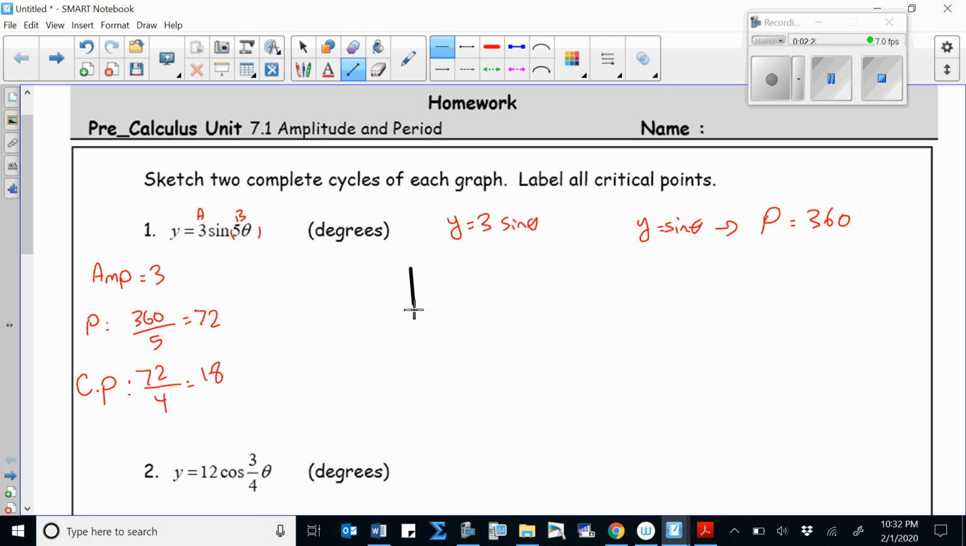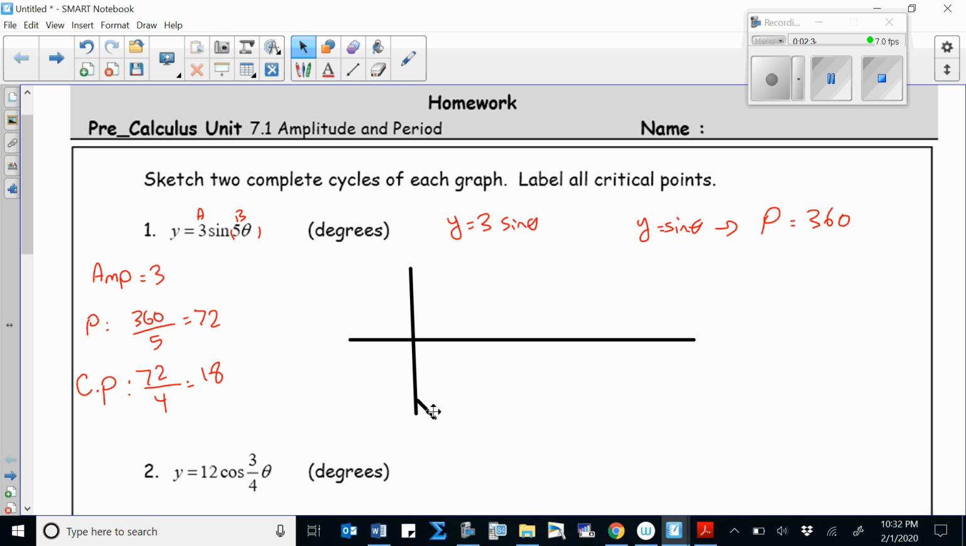So I'm going to start with the coordinate plane. Let me fix this for you. Okay.